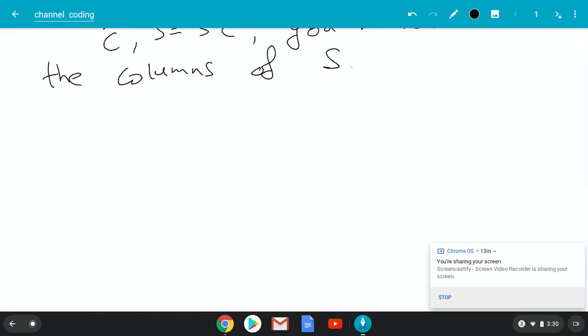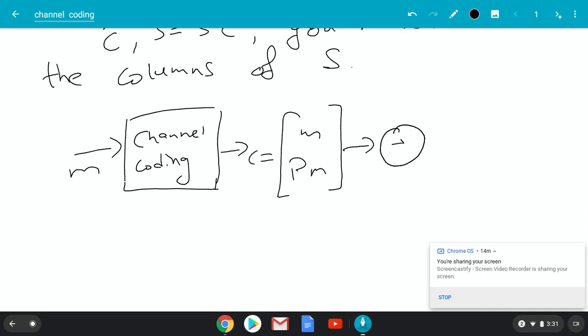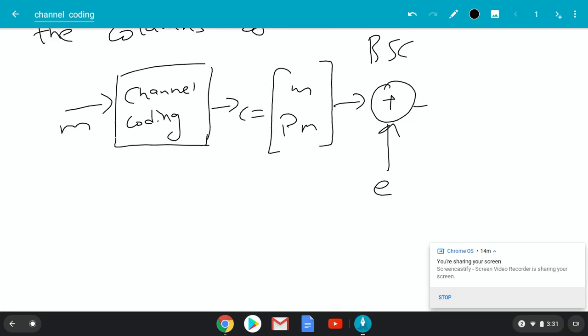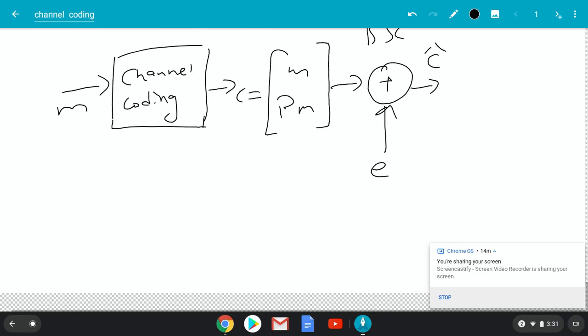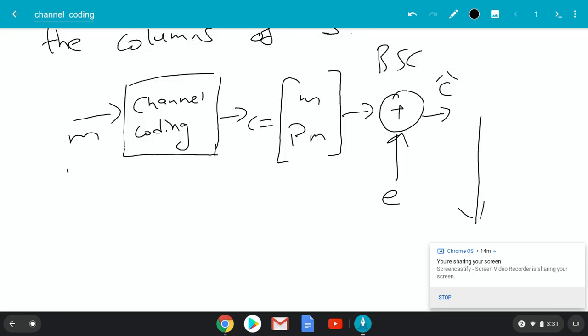Let me summarize that process here, right? So you have your M. Okay, in the channel coding, at the output you get C equal to M and capital P times M. And then this is the binary symmetric channel, right? You're adding an error vector E and you get C hat. Okay, and then let's come here. Okay, so this one here is the transmitter.